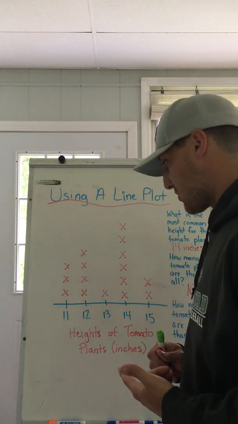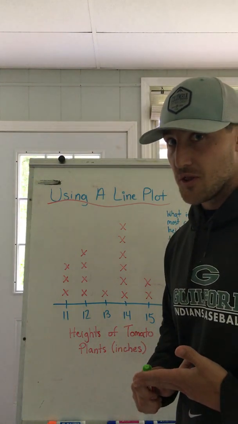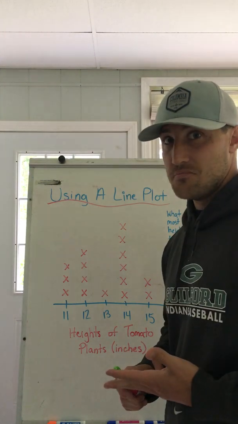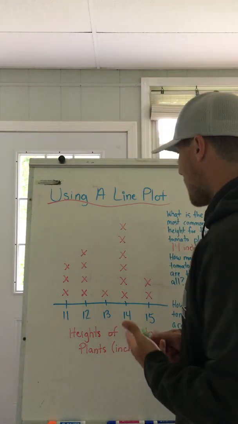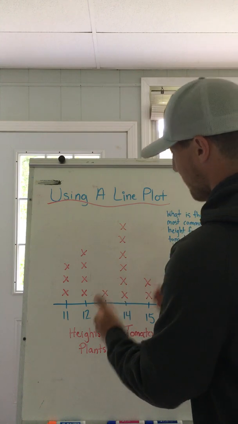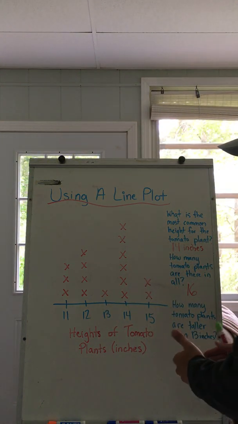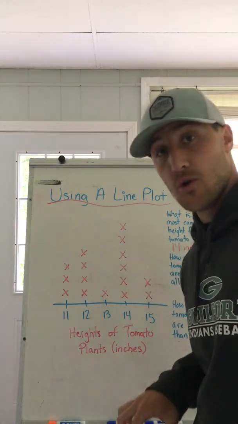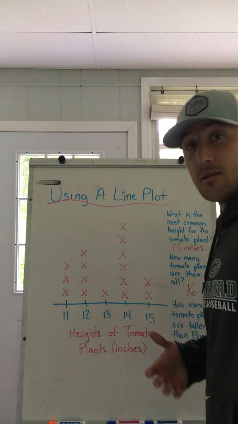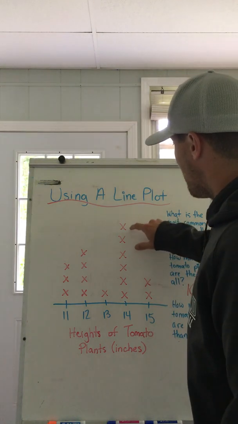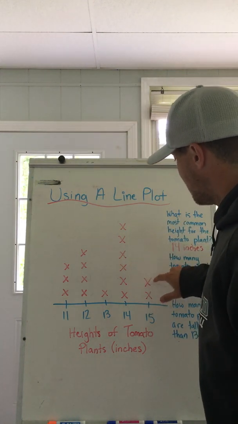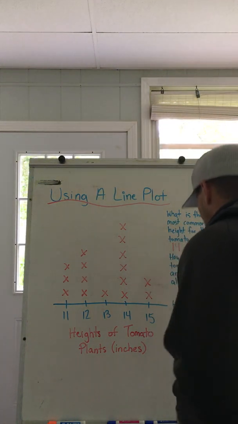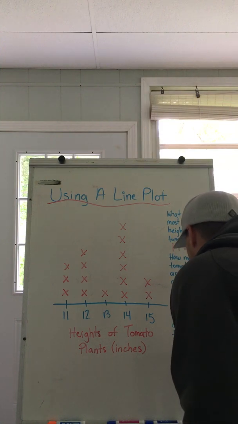11's not. 11's shorter than 13. 12 is shorter than 13. 13 is 13, so it's not taller. So I want to be looking at the plants that were 14 inches and 15 inches because all of these plants right here are going to be taller than 13 inches. So again, let me just count the ones that apply. 1, 2, 3, 4, 5, 6, 7, 8. 8 of the plants were taller than 13 inches.